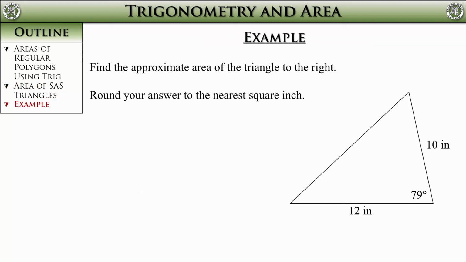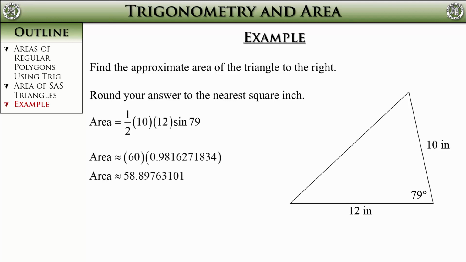Here's a quick example to show it in action. I am supposed to find the approximate area of this triangle. Handily, it has an SAS pattern, so I can use the formula from the previous slide. Plugging in the numbers, you get this. Then it is just a matter of crunching numbers. The question said to round to the nearest square inch, so my final answer would be this. That's really all there is to this section.